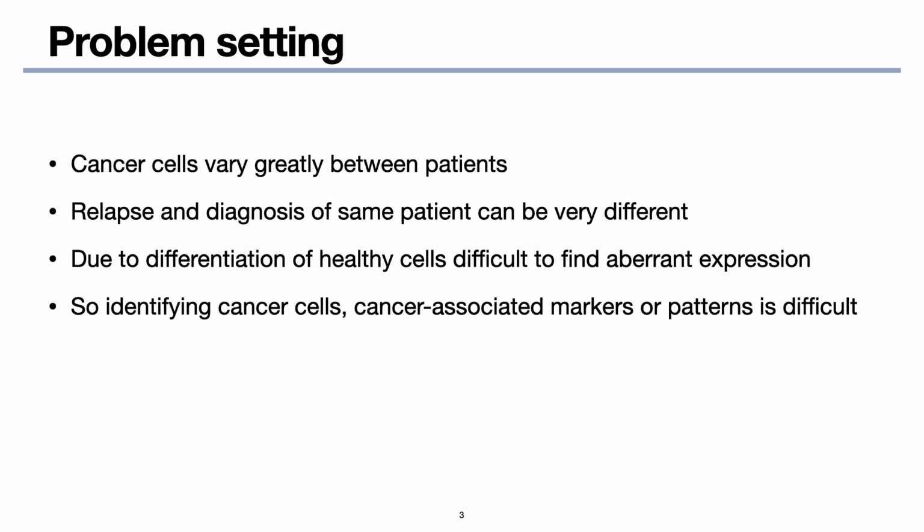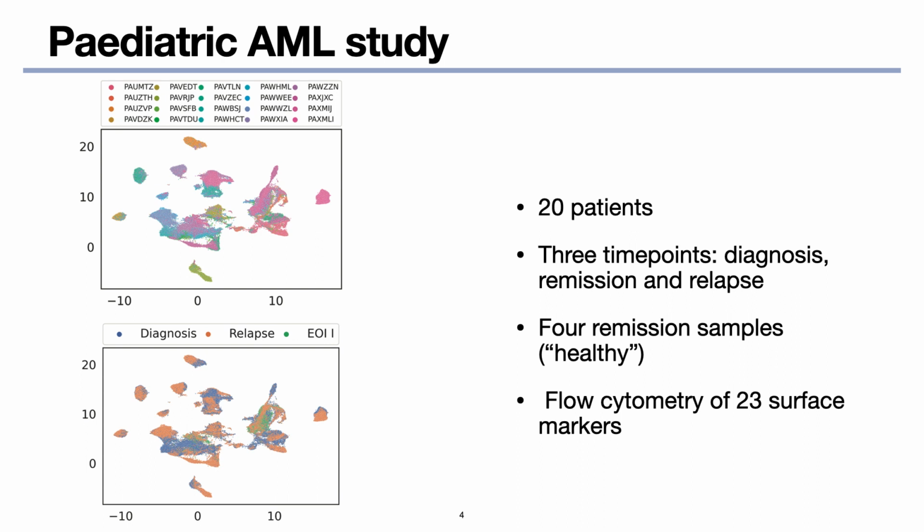So in short, it's difficult to identify the cancer cells, to identify where along the developmental trajectory the cancer occurs, to get the cancer-associated markers or patterns, which in the end is all very important if you want to look for new therapy strategies for AML. We have this data set from a pediatric AML study that we want to use to investigate AML a bit further, hoping to overcome some of these difficulties.